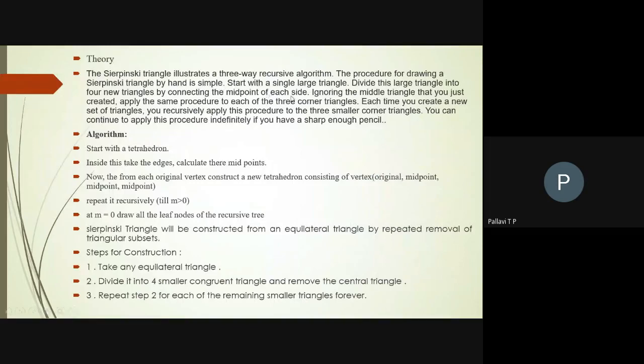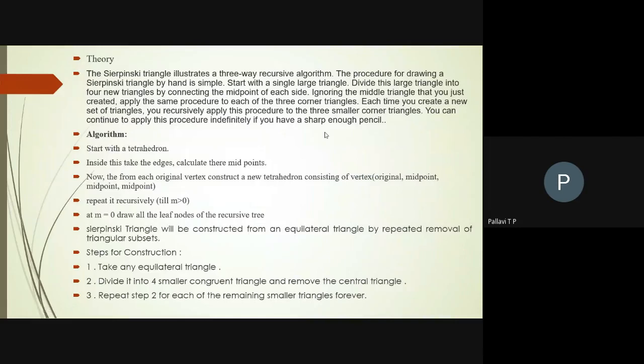So start with a single large triangle. Divide this large triangle into four new triangles by connecting the midpoints of each side. In the last slide, I showed you that. So with the one large triangle, we're dividing it into four new triangles, ignoring the middle triangle that you just created.